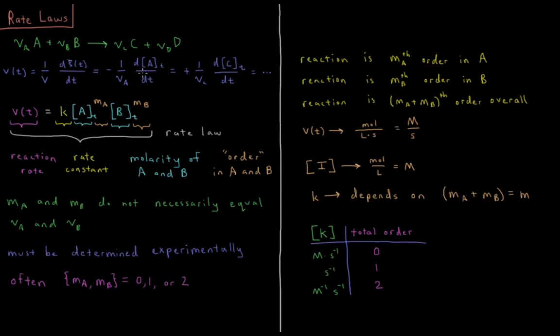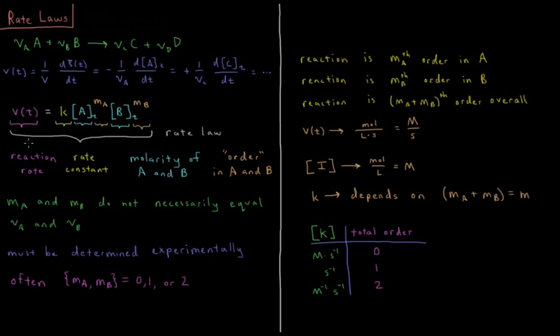As the reactants are consumed, dA dt is negative, so negative times negative is a positive velocity. And our products are produced, so their derivative over time is positive. Positive times a positive gives a positive rate of the reaction if our reaction is proceeding in a forward direction.